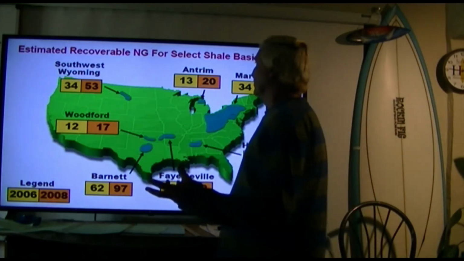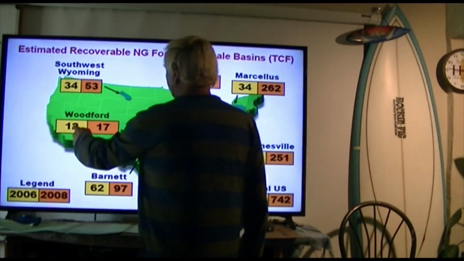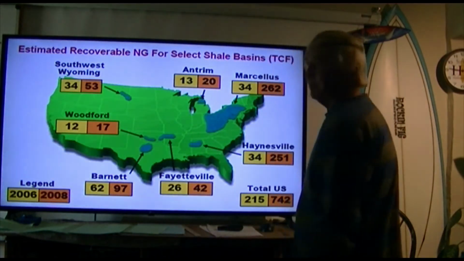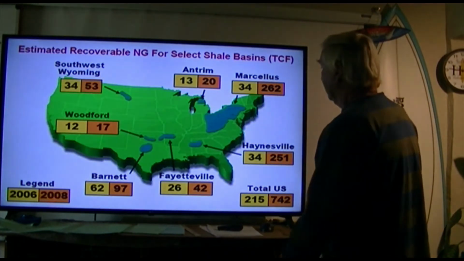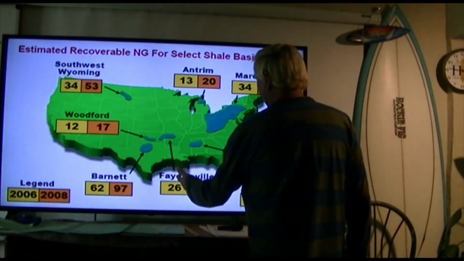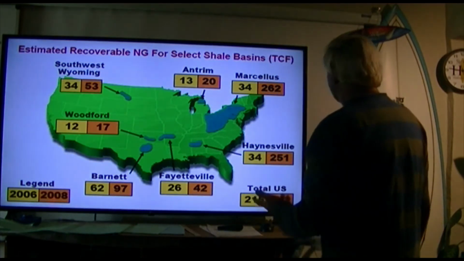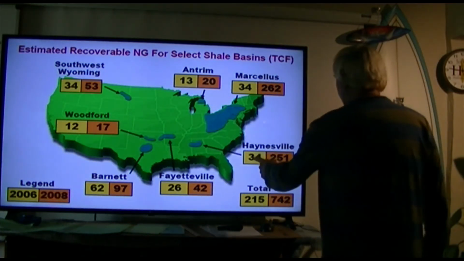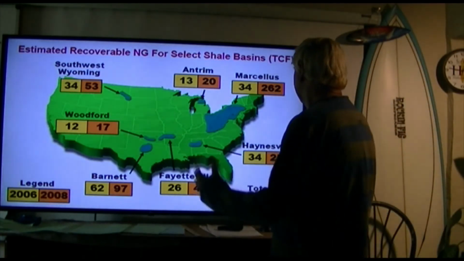So if you look at southwest Wyoming, they went from 34 units to 53. Woodruff Basin in Oklahoma from 12 to 17. Barnett, Texas went from 62 to 97. Fayetteville, Arkansas, and part of it goes into Oklahoma, 26 to 42. Haynesville, Alabama, look at this one, 34 to 251. Big potential for natural gas fracking.